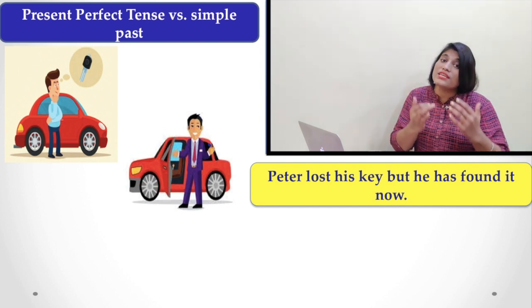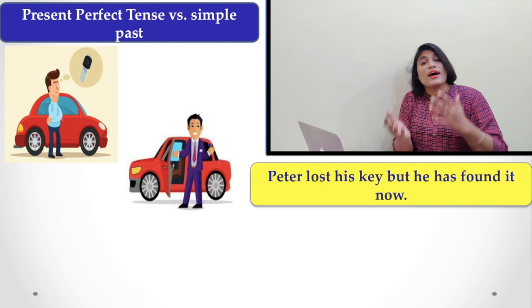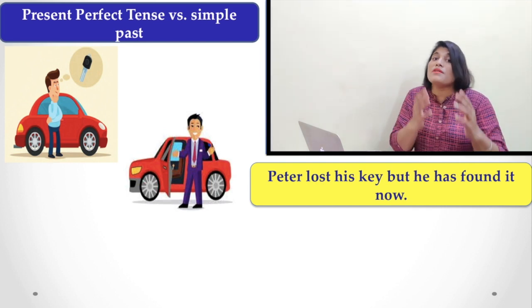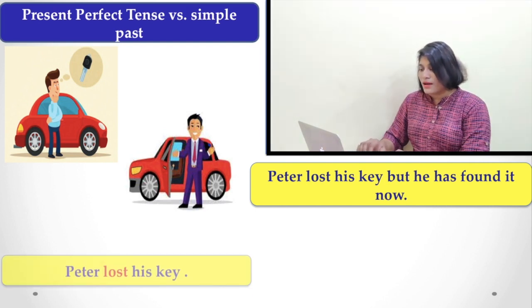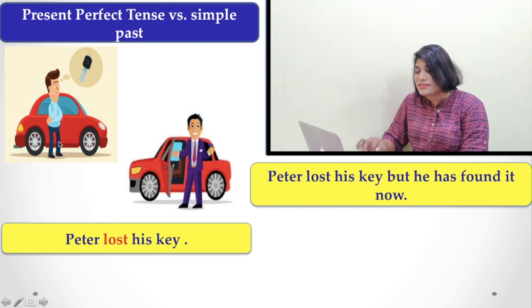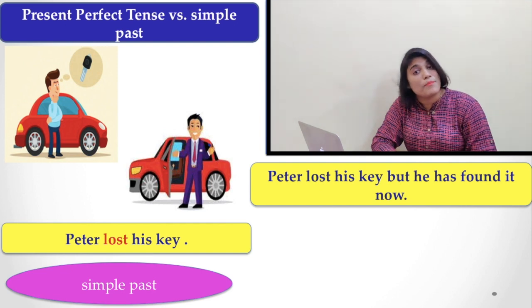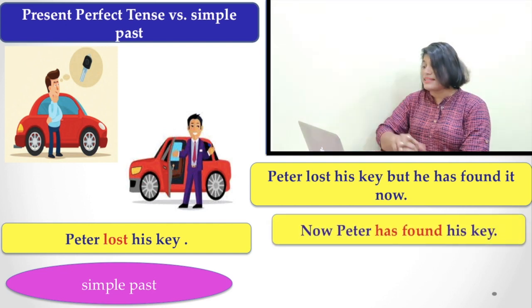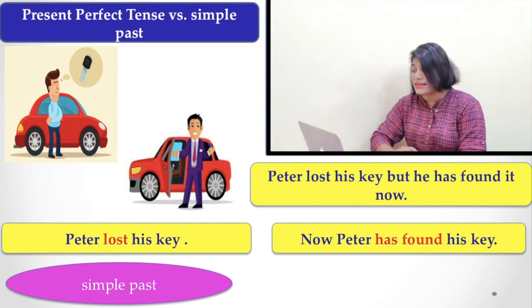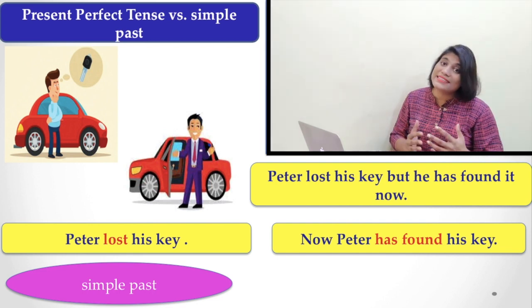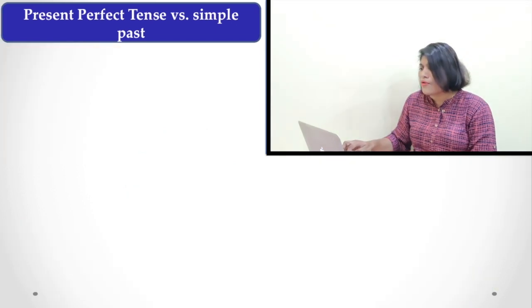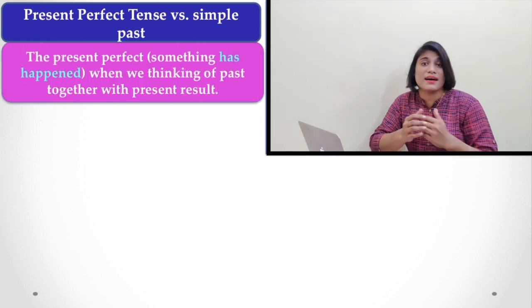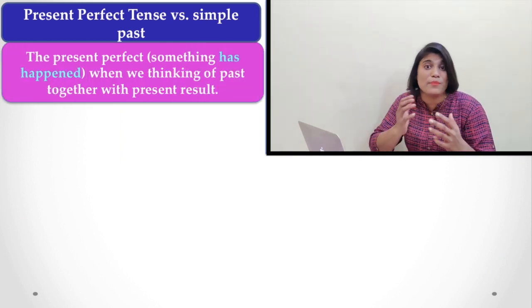So, where do we use simple past tense and where do we use simple present perfect tense? This is what I am going to tell you. Here, you find that Peter lost his key. This is an example of simple past tense. Yes, this is correct. And here now Peter has found his key, and this is the example of simple present perfect tense. Now, what is the difference while using these two types of tense?